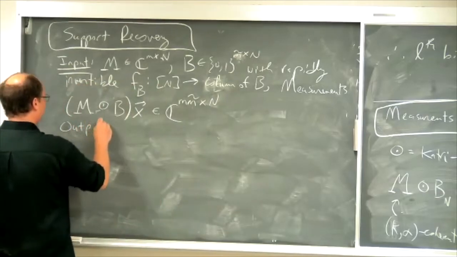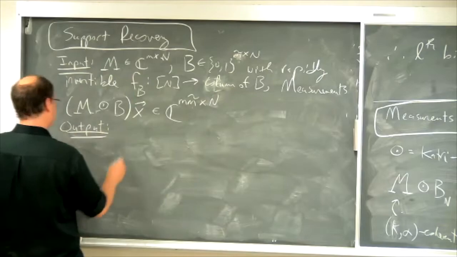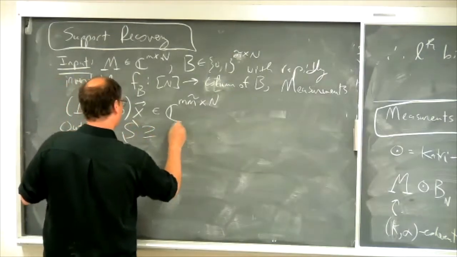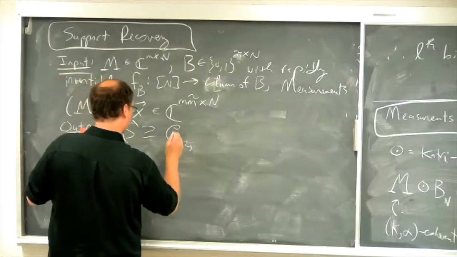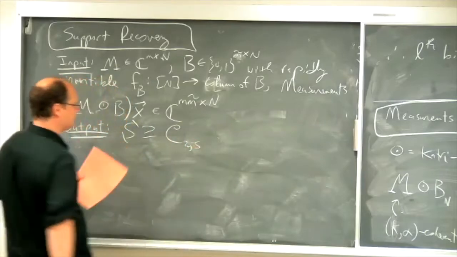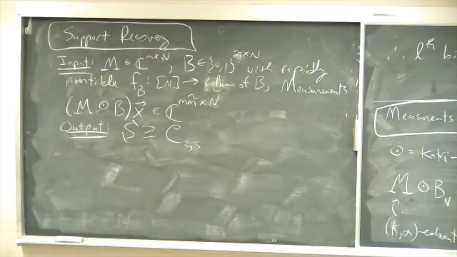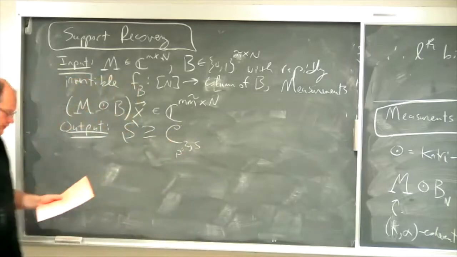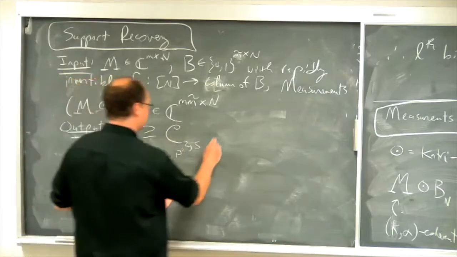Our output is going to be a set S that contains, I'll show you what we can guarantee, beta equal to 2, let's say. So C, beta S, where beta is equal to 2, these heavy elements.